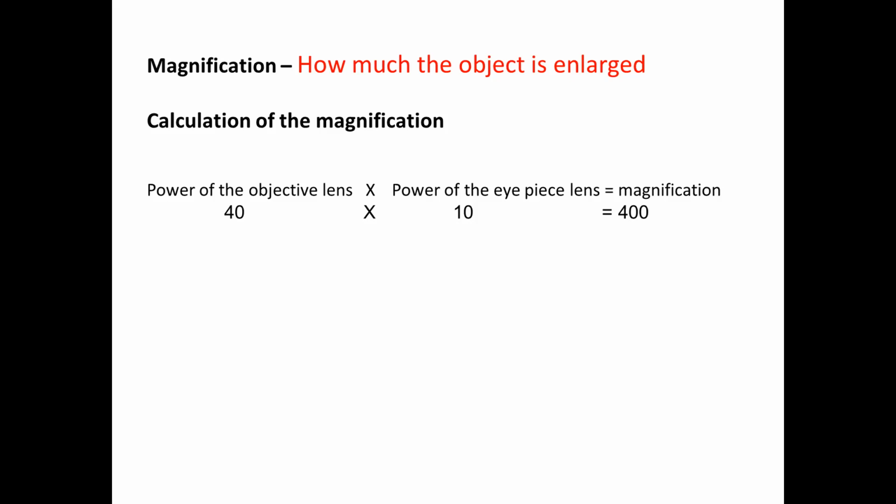Firstly we write the power of the eyepiece lens as 10, then we put the X, and then we write 40. So if you're asked to write the magnification of a slide, that is the way you do it. You say 10 into 40 equals 400. Or you can write it the other way around also.